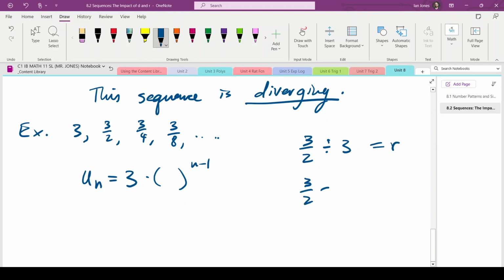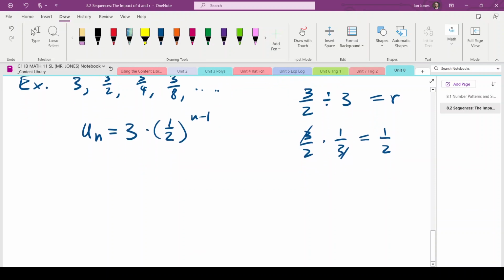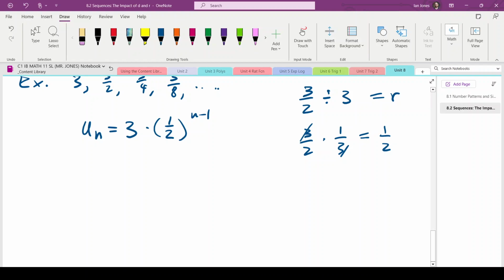So 3 halves divided by 3 over 1, keep change flip, that's going to give me 3 halves times 1/3. The 3's cancel, so to speak, we get an r of a half. Okay. And I could check it, I could times a half by 3 halves to get 3/4, make sure that it's all good. Okay, so there's our general term. Now, this time, look what's happening.